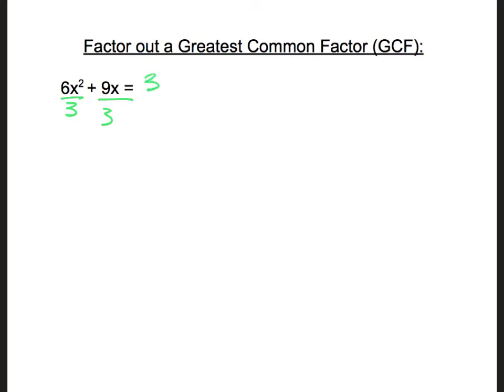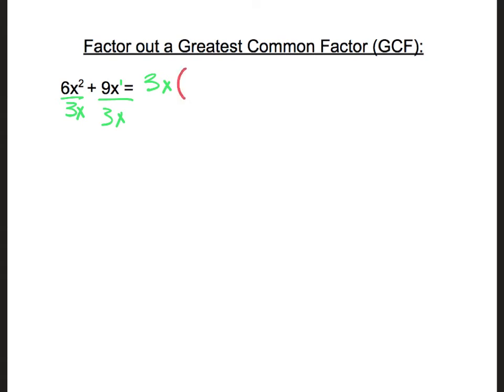Then I'm going to look at my x's. We have x squared and x. That means they both have at least one x. I always look for what my smallest degree is. This one's x to the power of 1, and that's usually the one you can use. So we have 3x and 3x. So that means my GCF is going to be 3x.